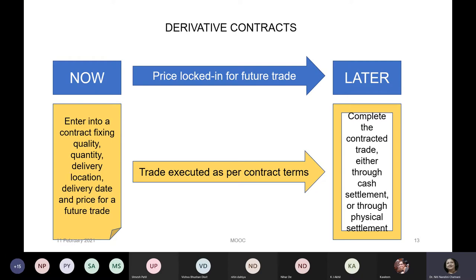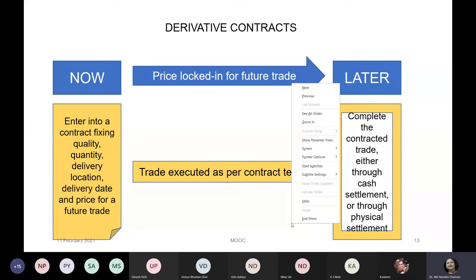So the most common method of settlement is physical settlement. But when you do a futures contract on the exchange, so the futures contract is an exchange traded version of a forward contract, when you enter into a futures contract on the exchange, then most of the times you are more keen on cash settlement rather than on physical settlement.